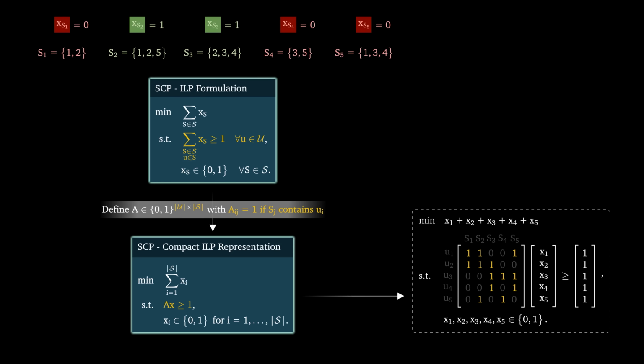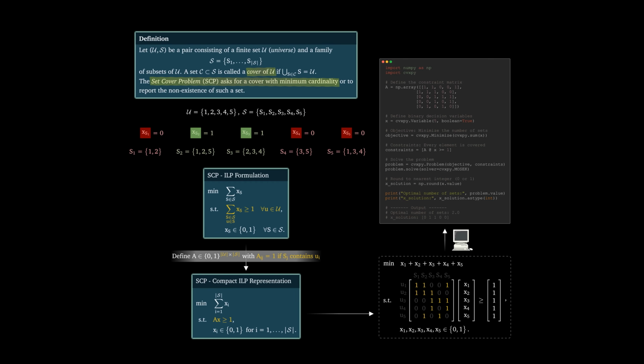What matters is only how to obtain a solution using your PC. And this is actually surprisingly easy. You can use, for instance, the Python library cvxpy. Here you define your matrix, your variables, the objective to minimize, as well as the constraints, and then you basically just hit solve.